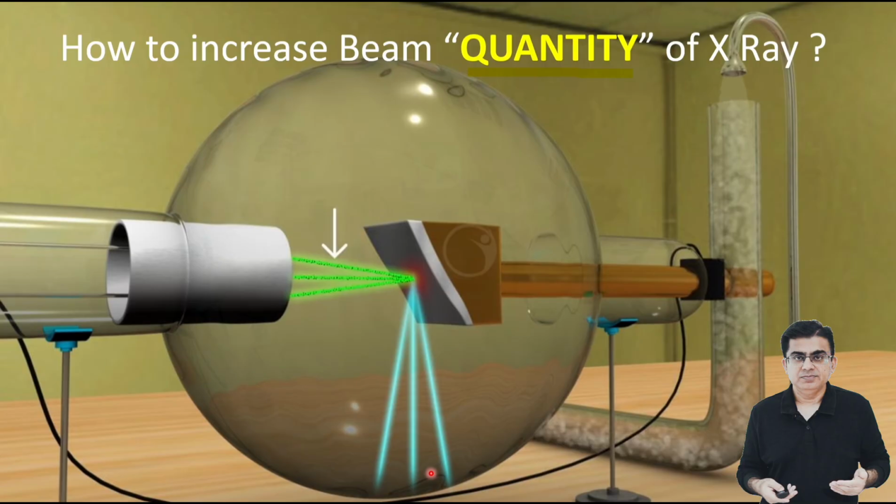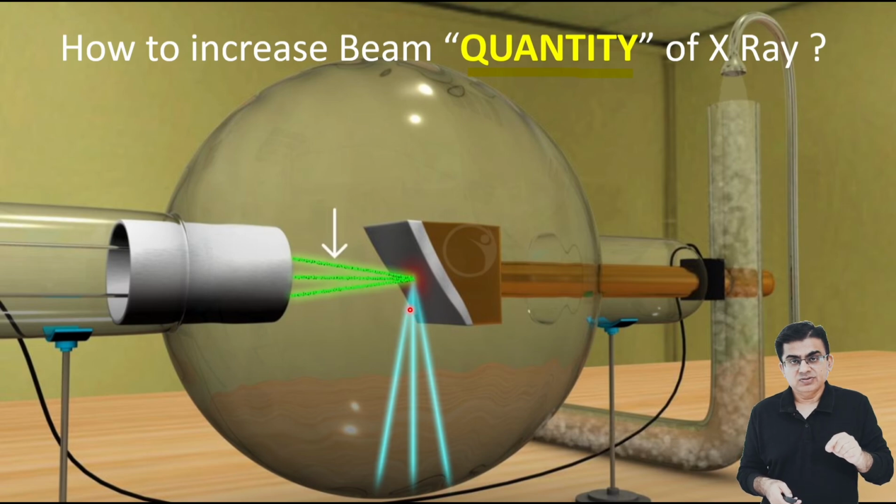Look at the green fast-moving electrons emitting from the cathode. This continuous stream of moving electrons is what we call the tube current. We measure this tube current in milliamperes, or simply mA. The total number of electrons striking the target directly decides the intensity of our X-ray beam.